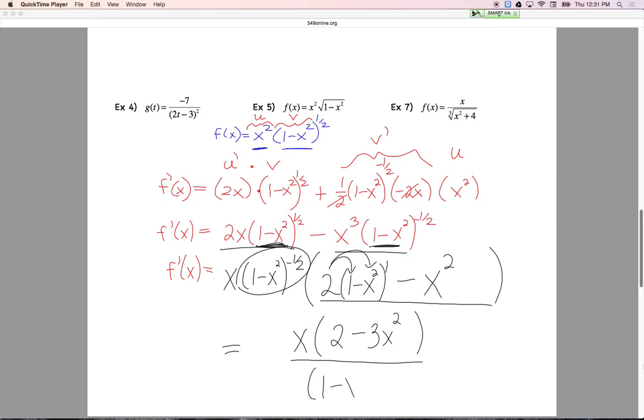(1 - x^2) to the what? There you go, that's the answer. Here it is. But look, it's really not that much work. It's just heavy algebra here in the middle. Really heavy. Intense.